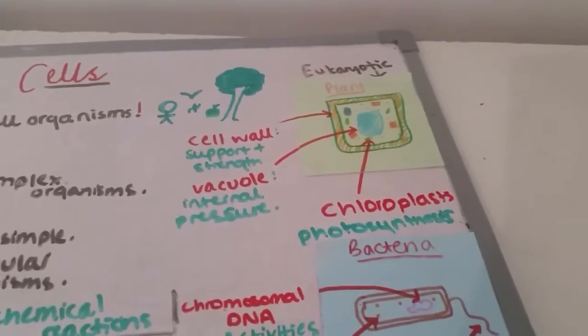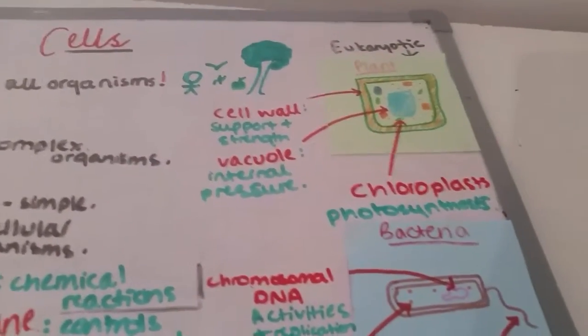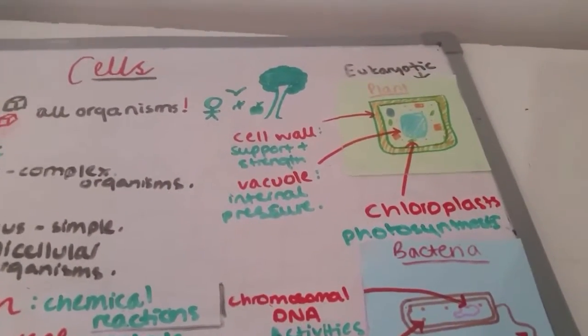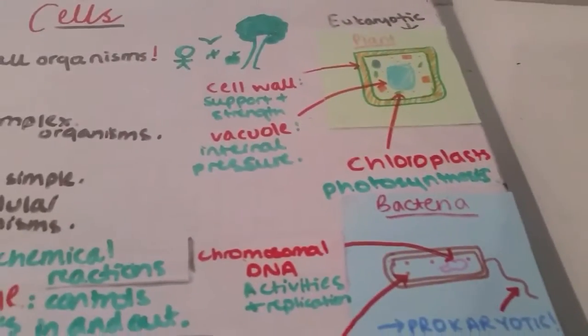You also have a vacuole. The vacuole, it's a watery type of substance. It contains a watery substance called cell sap, which is made up of sugars and salts. It maintains internal pressure within the cell.